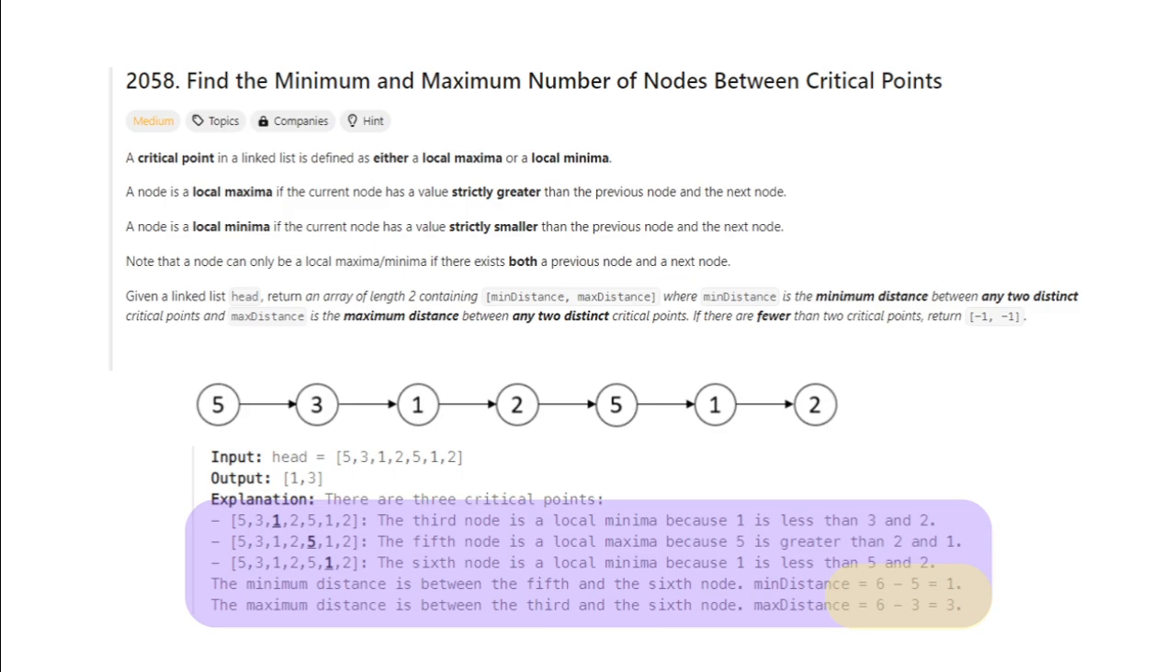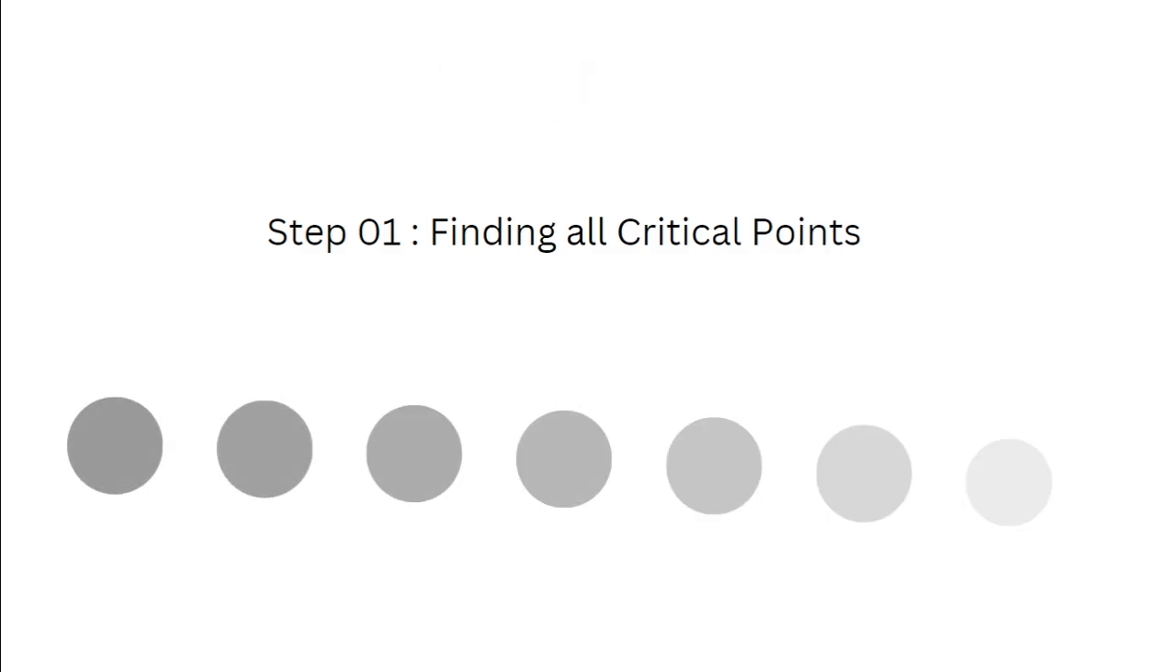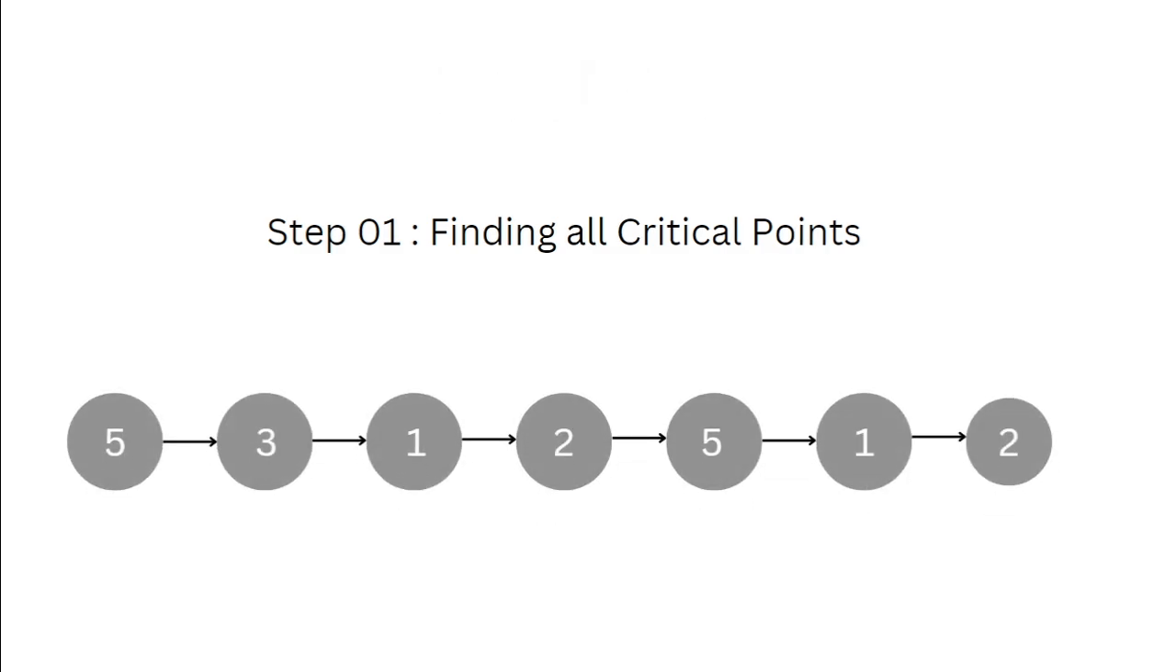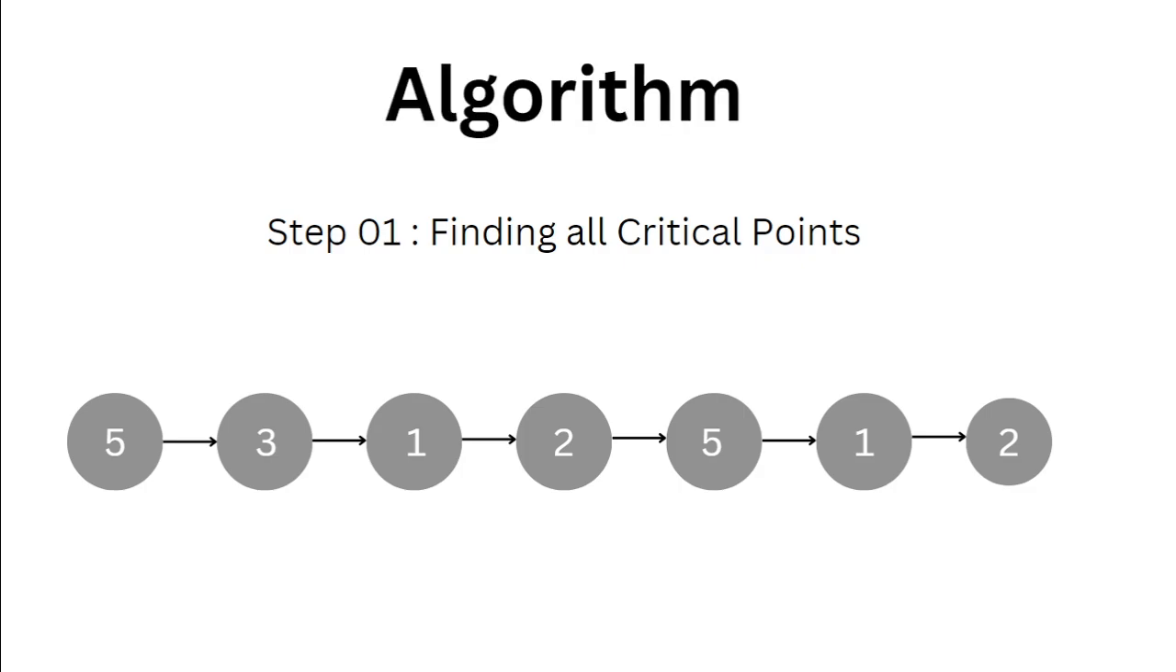So actually it is a simple question. Let me first explain my algorithm. My algorithm consists of 2 steps. Step 1 is finding all the critical points. Consider the following linked list. First, I'm going to find its critical points, that is 1, 5, 1. And I'm going to take their indexes, not their values. I'm taking the corresponding indexes and storing them in an array. So this is the first step of my algorithm.